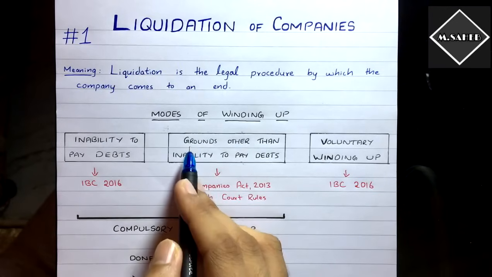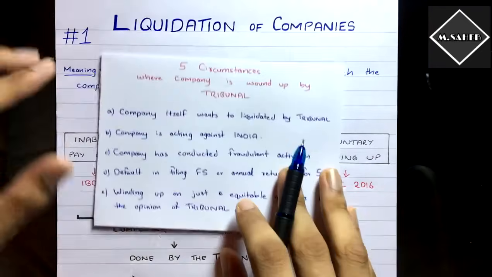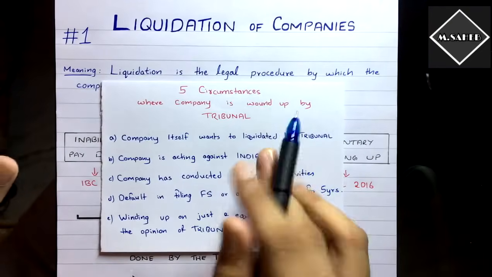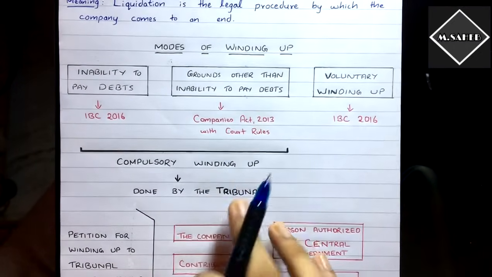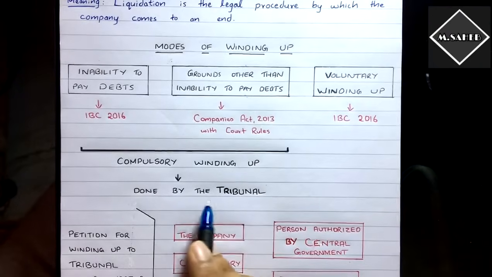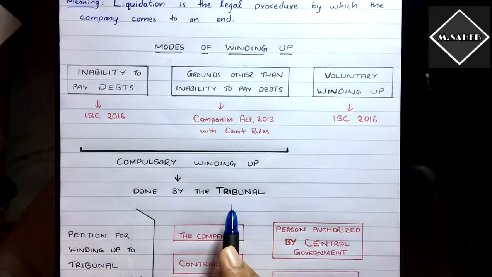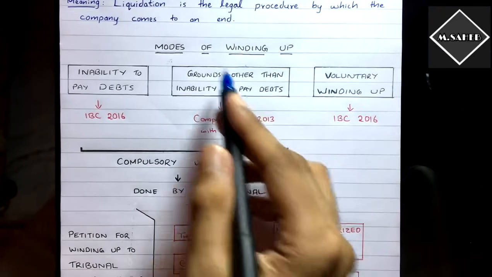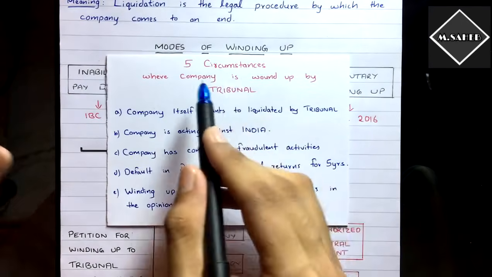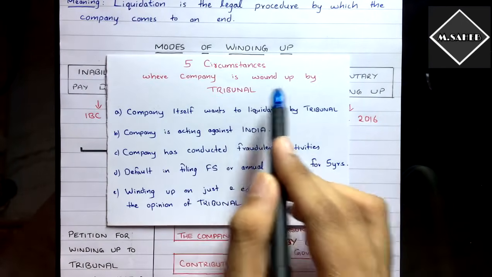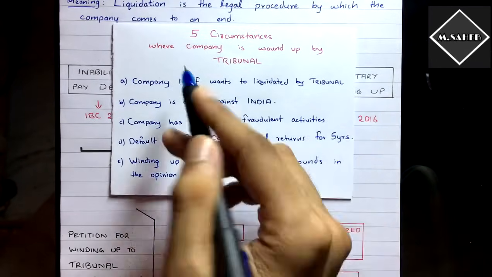And then the second is grounds other than inability to pay debts. See here, there are 5 grounds, 5 circumstances in which the company will be wound up. And let me tell you that when there is compulsory winding up, in these two cases, the winding up will be done by the tribunal. NCLT, National Company Law Tribunal. So grounds other than inability to pay debts, there are 5 circumstances where the company is wound up by the tribunal. The liquidation process will be started off if the company is in these 5 situations.